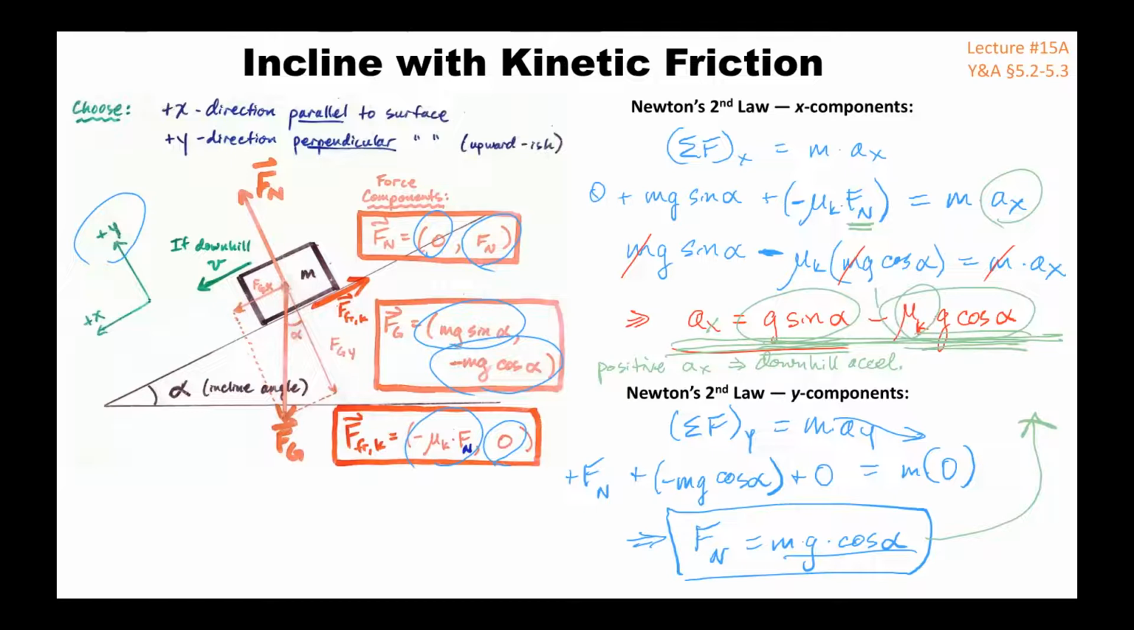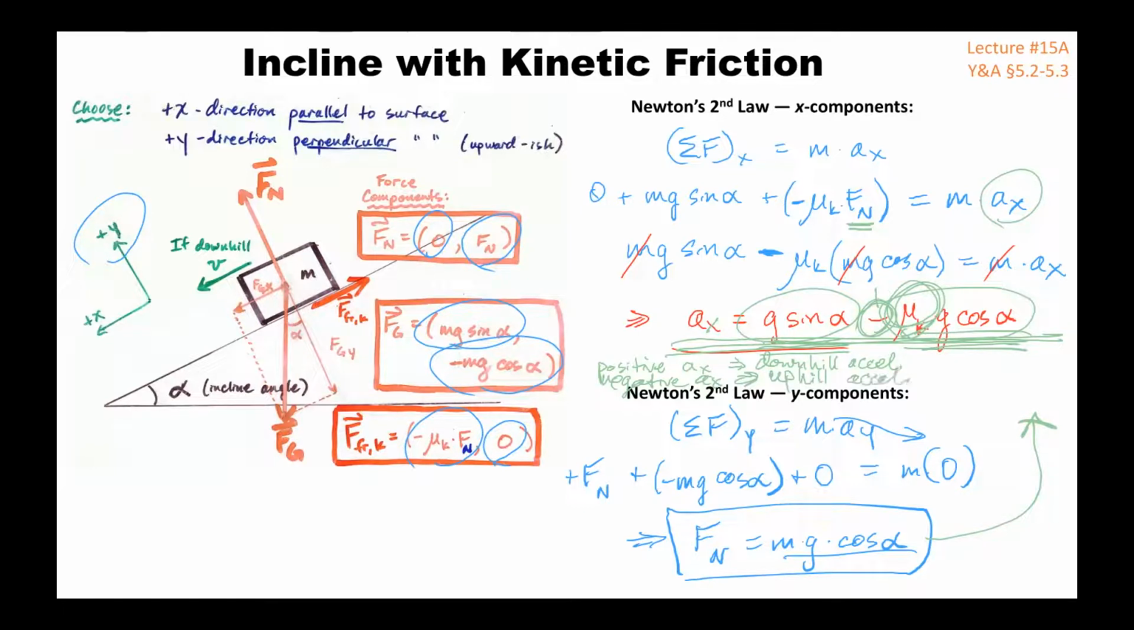If mu were really, really large, then we would wind up with a negative value here for the acceleration. And in that case, what would we find? That would be an uphill acceleration.